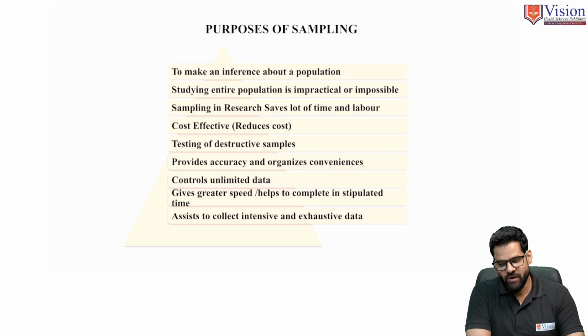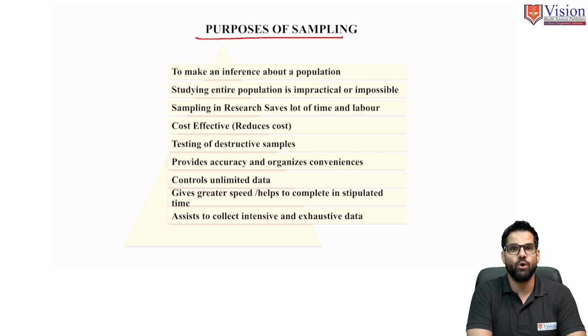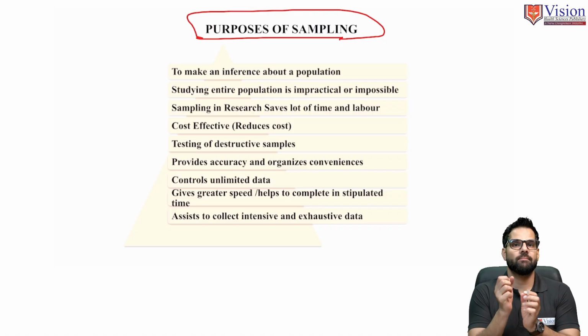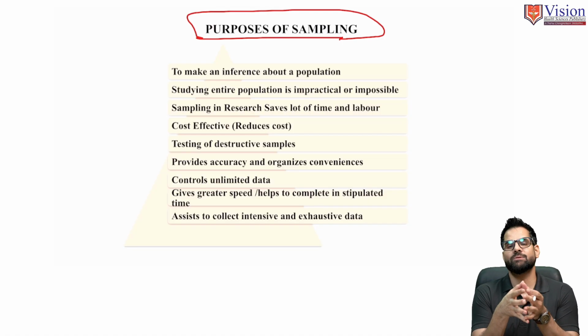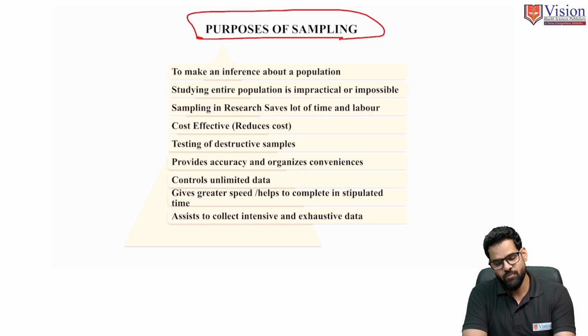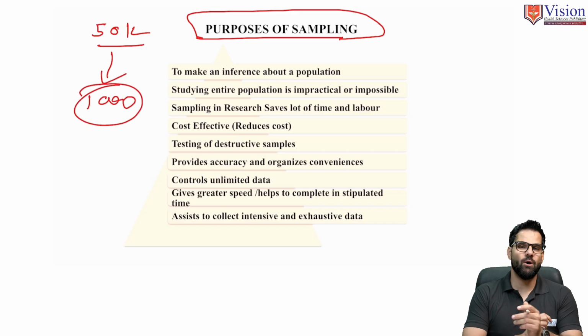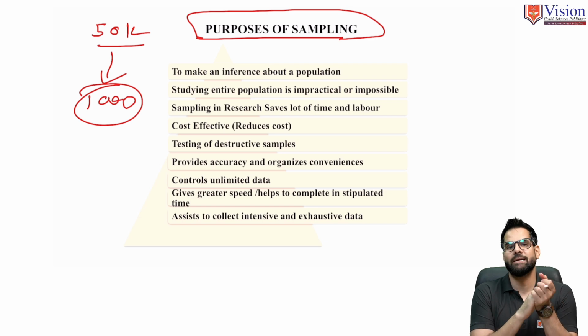Next important point we are going to discuss is the purpose of sampling. So why do we need to do the sample? Sample always will have some flaws. If there is a population of 50k, I wanted to draw conclusion about 50k by collecting the information from 1000. So the 1000 may or may not represent the entire population.